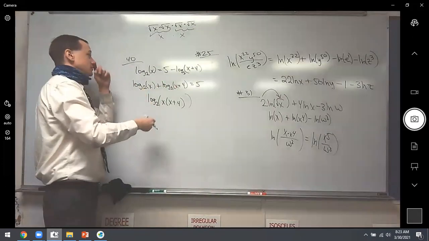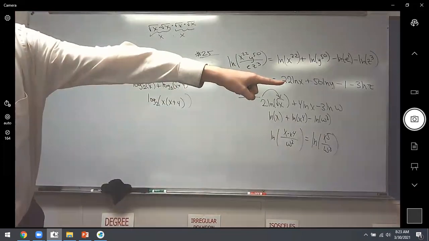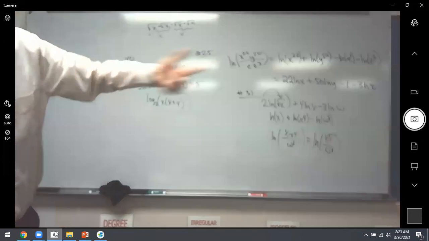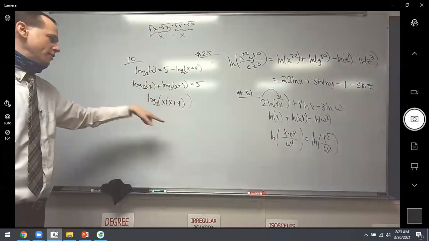So we're putting them back together. In fact, we're just using that log property. Is it on the board still? Yeah, see the product property up there? Yeah, it's the same thing in reverse. Like x is x and y is x plus 4, and then you put them back together.